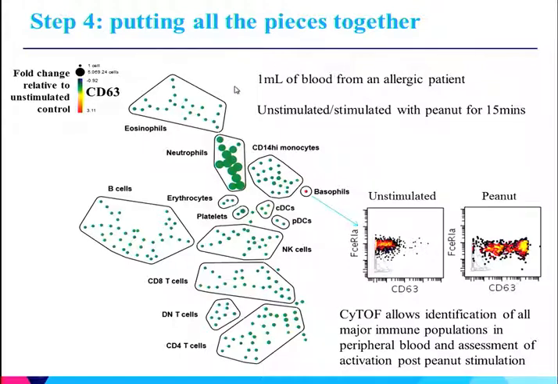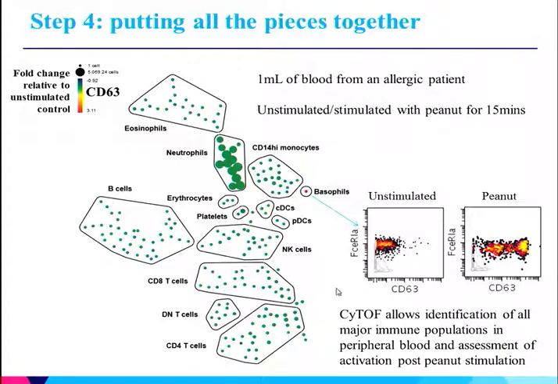This was just taking 1 ml of blood from an allergic patient and stimulating it or leaving it unstimulated for 15 minutes with peanut, and then fixing it, staining it with a surface panel, and looking at some signaling markers. First off, you can see that the surface panel was able to allow us to delineate all of the major subsets that would be expected to be found in a blood sample.